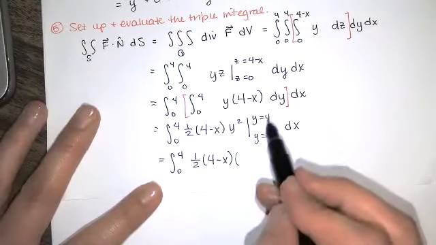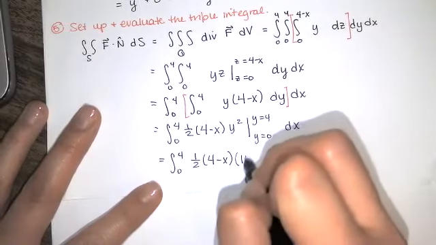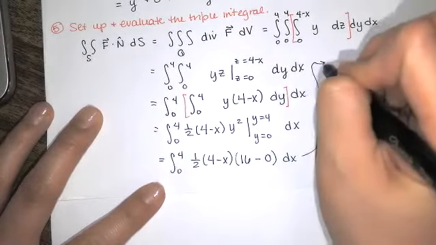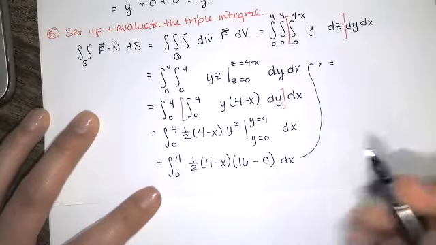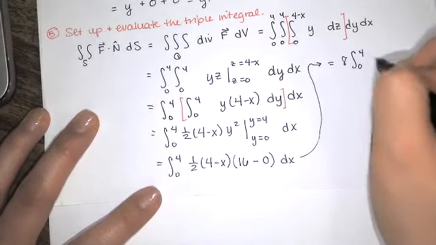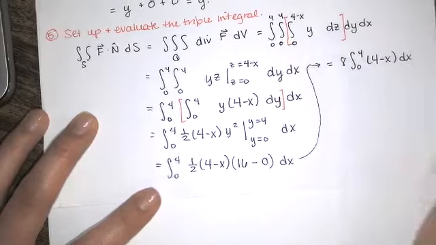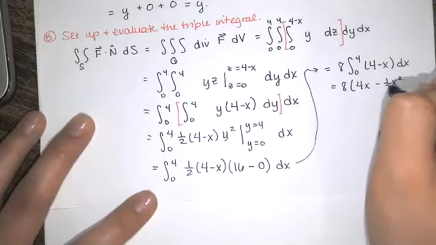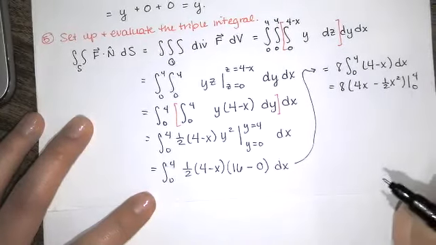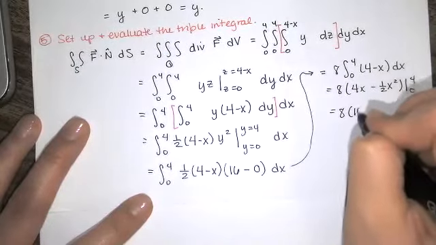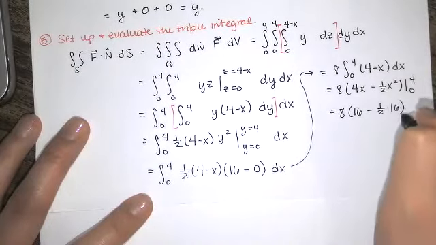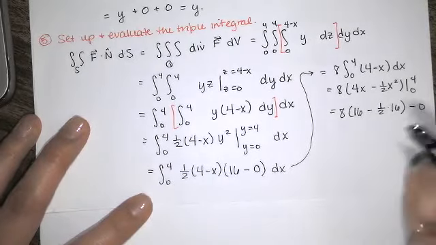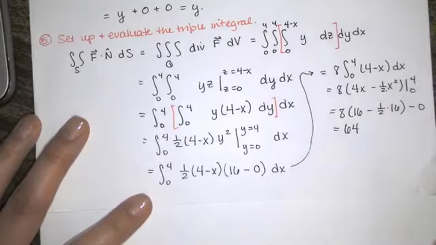So I'm pulling out that constant. Evaluate y squared at 4, we get 16. Evaluate y squared at 0, we get 0. So I have that right there. And so I have 16 times 1/2 is 8, times the integral from 0 to 4 of 4 minus x with respect to x. Easy integration. Add 1 to the exponent, divide by the new exponent. Evaluate this from 0 to 4. So you have 16 minus 1/2 of 16. And then when we evaluate that at 0, we get 0. So we've got 16 minus 8, which is 8, and 8 times 8 is 64.